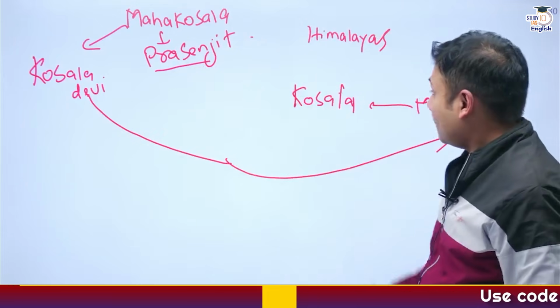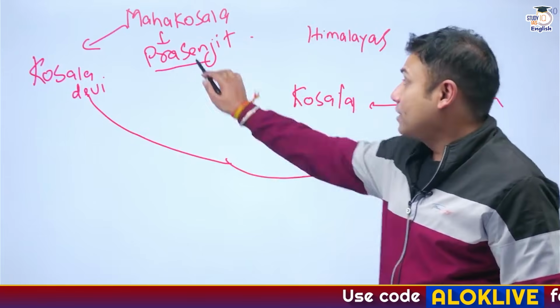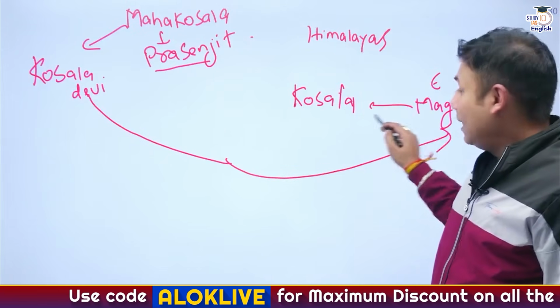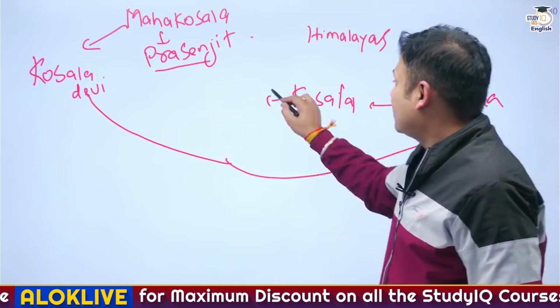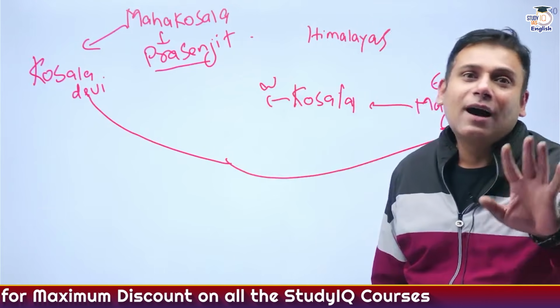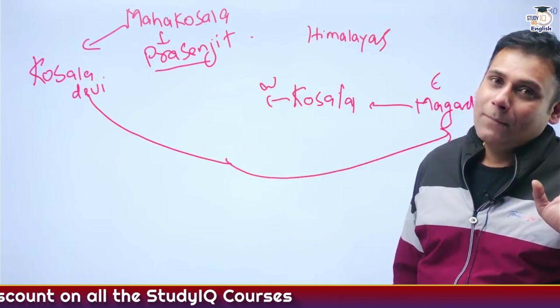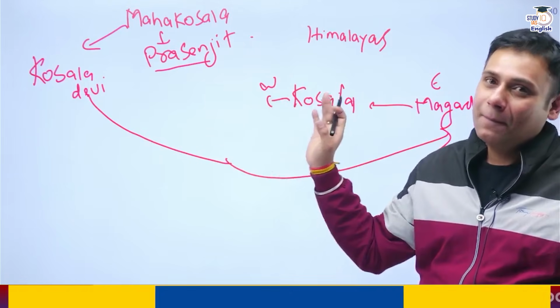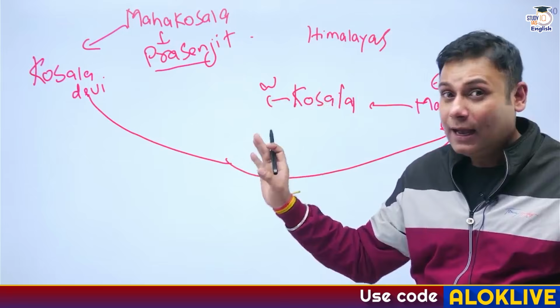Second thing, this person, Prasenjit, in the north there is Himalaya, in the east there is Magadha, and in the west direction he married Vasav Khatiya. Okay, so from all sides his kingdom was safe. Got it? I'll repeat the concept.